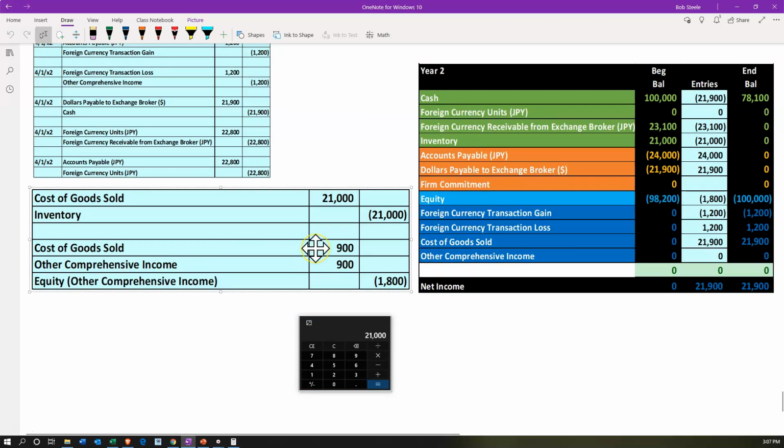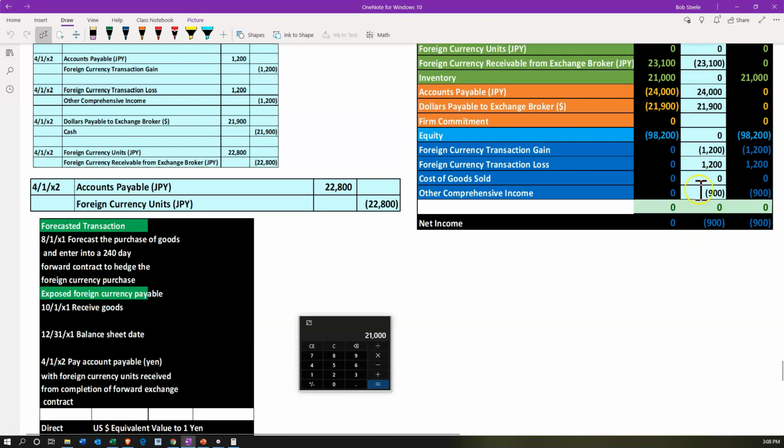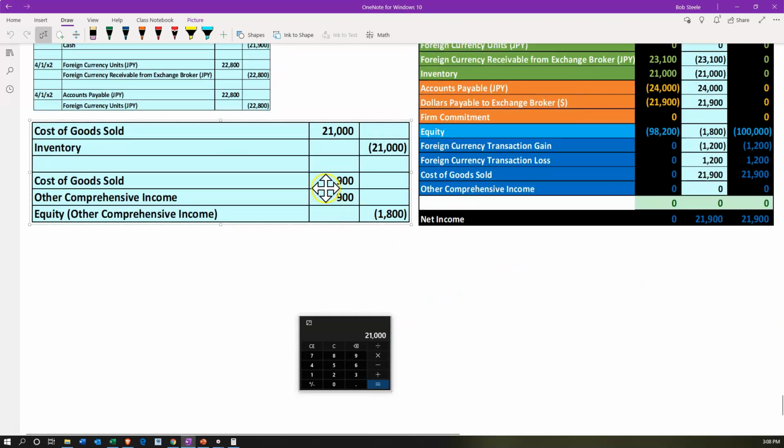So now we're going to reverse out everything that happened to the other comprehensive income, including prior year and current year, and then the difference here is going to be affected in the cost of goods sold, which is the 900. But remember, the 900 is taking into consideration what happened last year in the equity, which was 1,800, the effect in other comprehensive income in year one, and then the effect in other comprehensive income in year two is this 900, resulting in a net effect to the cost of goods sold of the 900. And so that's going to be included in the cost of goods sold.